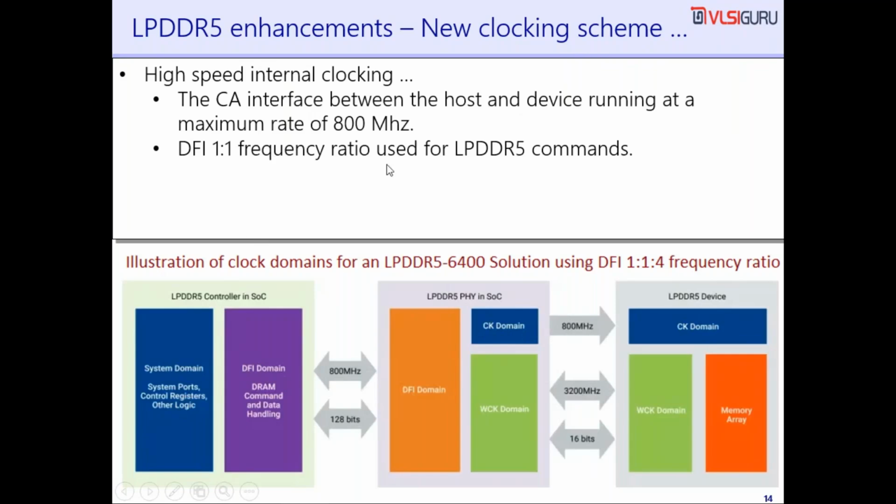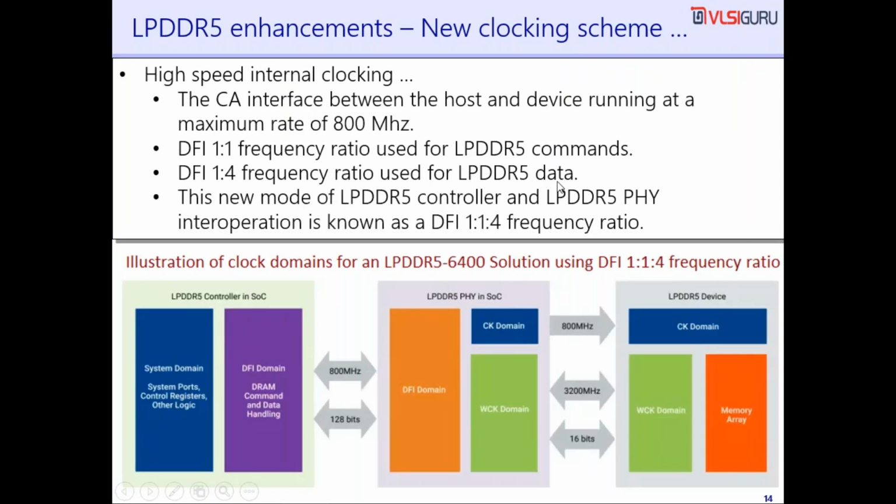The DFI 1:1 frequency ratio is used for LPDDR5 commands. 1:4 frequency ratio is used for the data. This new mode of LPDDR5 controller and LPDDR5 interoperation is known as 1:1:4 frequency ratio. 1:1 for commands, 1:4 for the data.